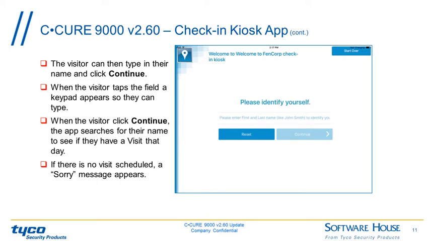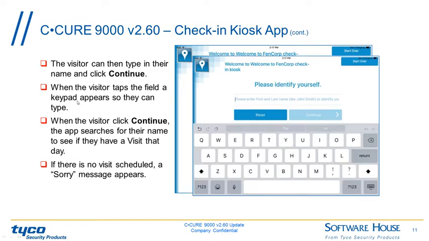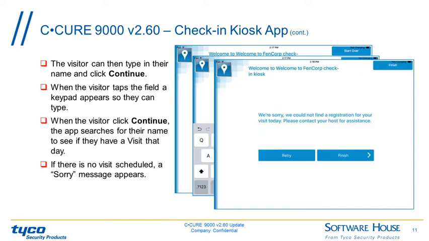Then they're asked to identify themselves. At that point, they can type in their name, or they could type in an email address if an email address was selected on the check-in site as the means of identification. When the visitor taps the field, they're going to get a keypad so that they can continue and type. Once they've finished, they can click continue, and the application will search for their name to see if they have a visit that day.